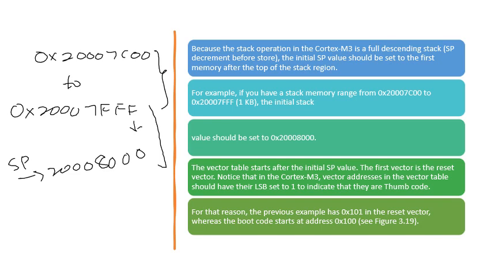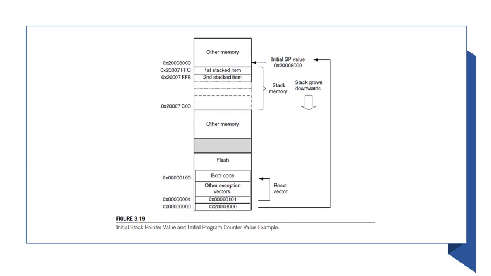So the vector table starts with the initial value of the SP. The first vector is the reset vector. Then, as I told earlier, the least significant byte would be 1 to indicate the thumb code. If you consider this figure, you can see the initial SP value is 2000 followed by 8000. So this is the memory location. The memory location meant for the stack pointer is from 2000 7C002 to 2000 8000. Then comes the other memory, then we have the flash memory, then other memory. So this is the initial stack pointer value and initial program counter value after reset.